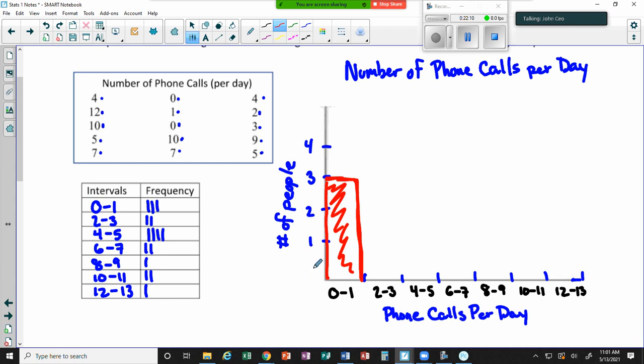So, 2 to 3, how many people was that? 2. Like I said, if I don't have a different color, then I'm going to shade maybe a different direction, so you can see the differences between the bars. 4 to 5. Go all the way up to 4 on that one, right?